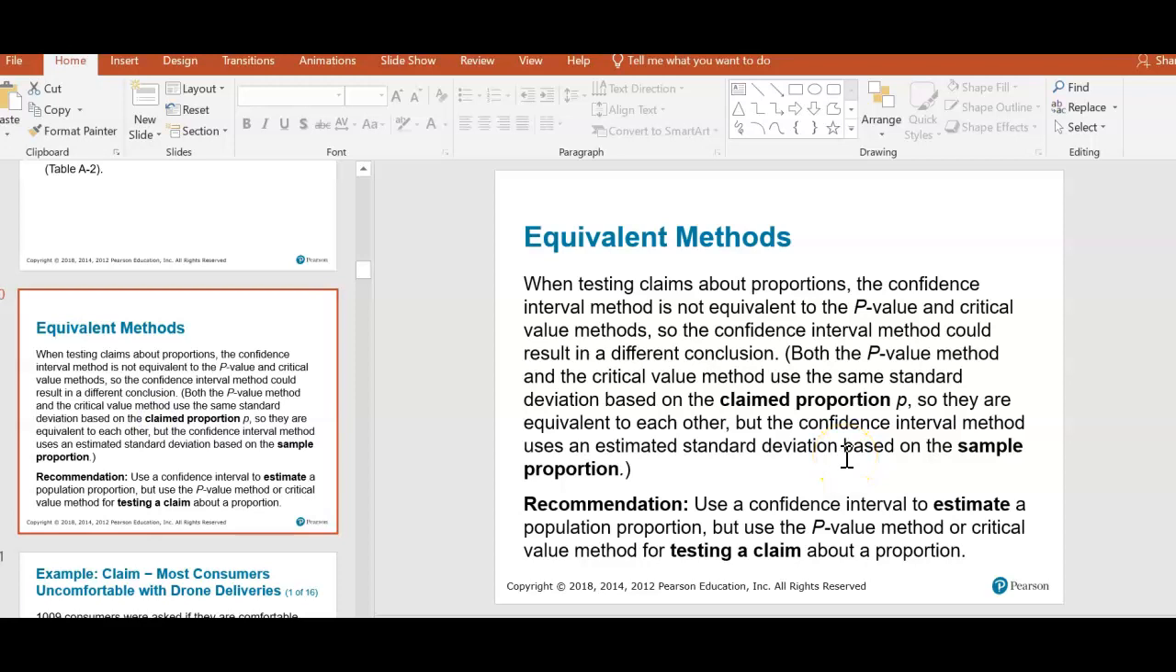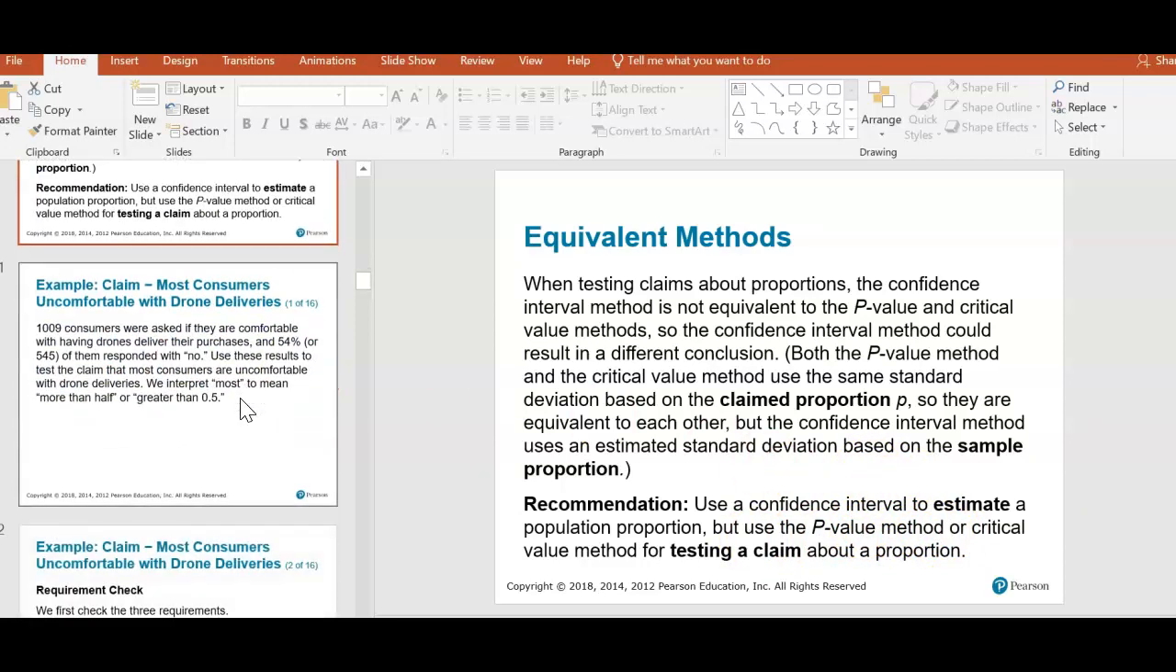Now, the thing here is that the confidence interval method is not equivalent to the p-value and critical value methods here, so you might get a slightly different conclusion. The reason for that is based on how the standard deviation comes about with these different methods. So the recommendation is to use a confidence interval to estimate a population proportion, but use a p-value method or critical value method for testing a claim about a proportion. So we did confidence intervals in the last chapter.